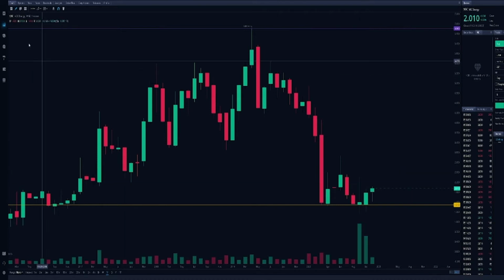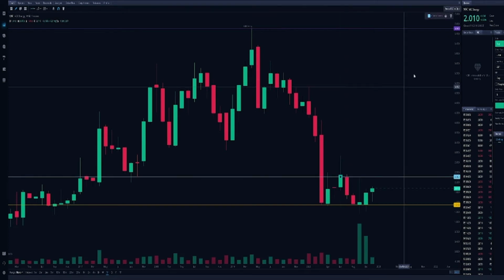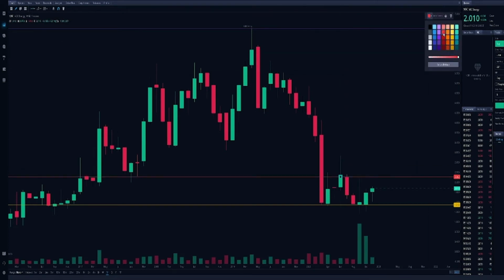So I'm gonna get another horizontal line, and what we see right here is that it has had trouble breaking this area of 2.4, maybe even lower, because we see this wick right here. This was a sell-off. So we want to put this line right here. We're going to change this also to a red color. This is where it's been struggling.